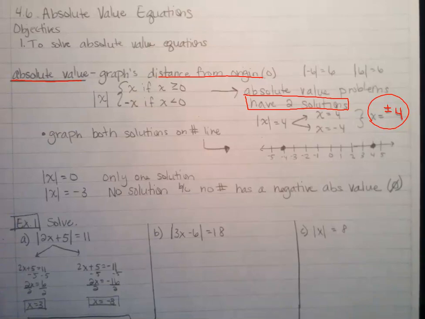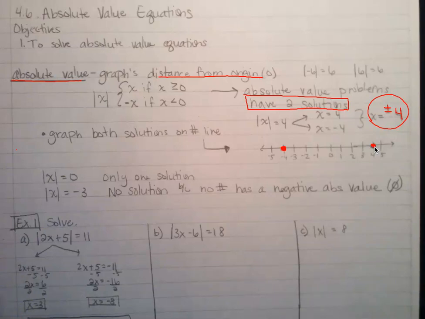So if we graph that solution, x can be -4 or it can be 4. We graph both of those solutions. Okay. Any thoughts so far?